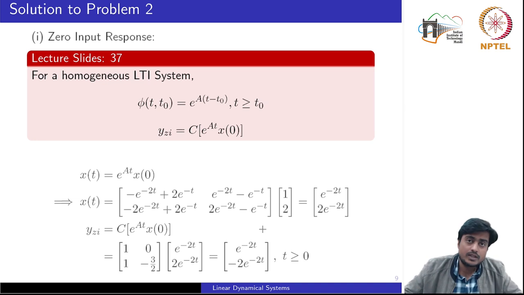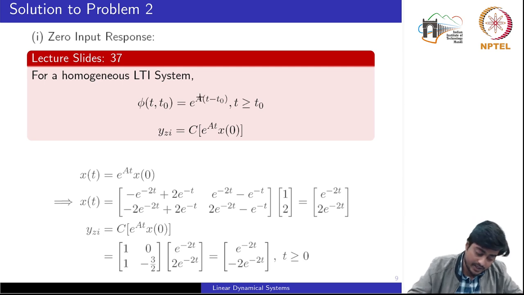If you recall from lecture slide number 37, the zero input response can be computed by computing the state transition matrix. For LTI systems, the state transition matrix is nothing but an exponential matrix defined by e to the power A into (t minus t naught), where t naught is the initial time, but here we have taken t naught as 0. So the response we are concerned with is only e to the power At.